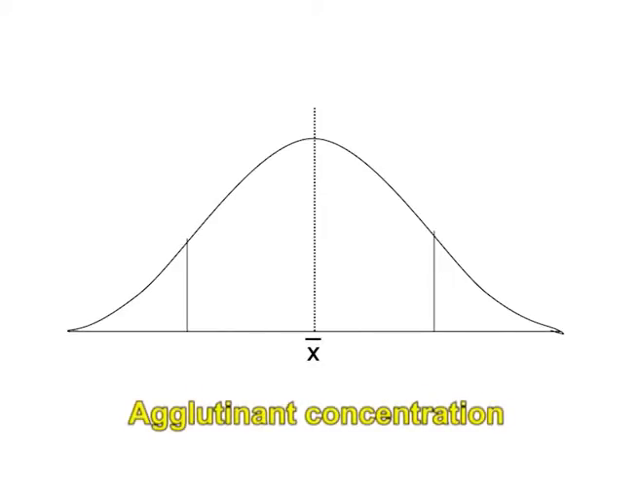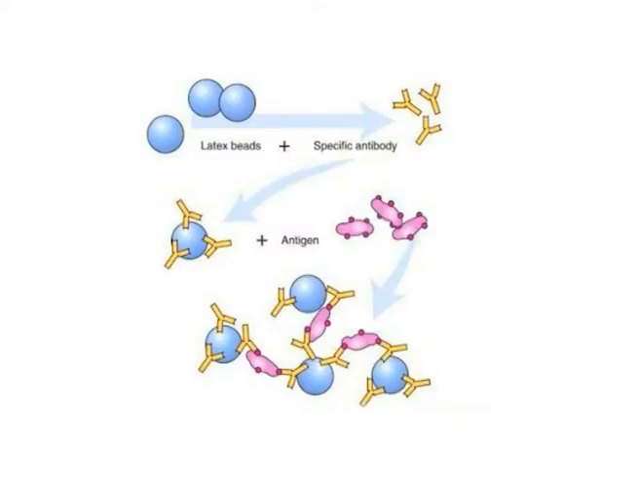By plotting the agglutinant concentration that gives a bell-shaped curve, the degree of agglutination can be determined. Using the latex particles, the antigen-antibody complexes can be magnified.